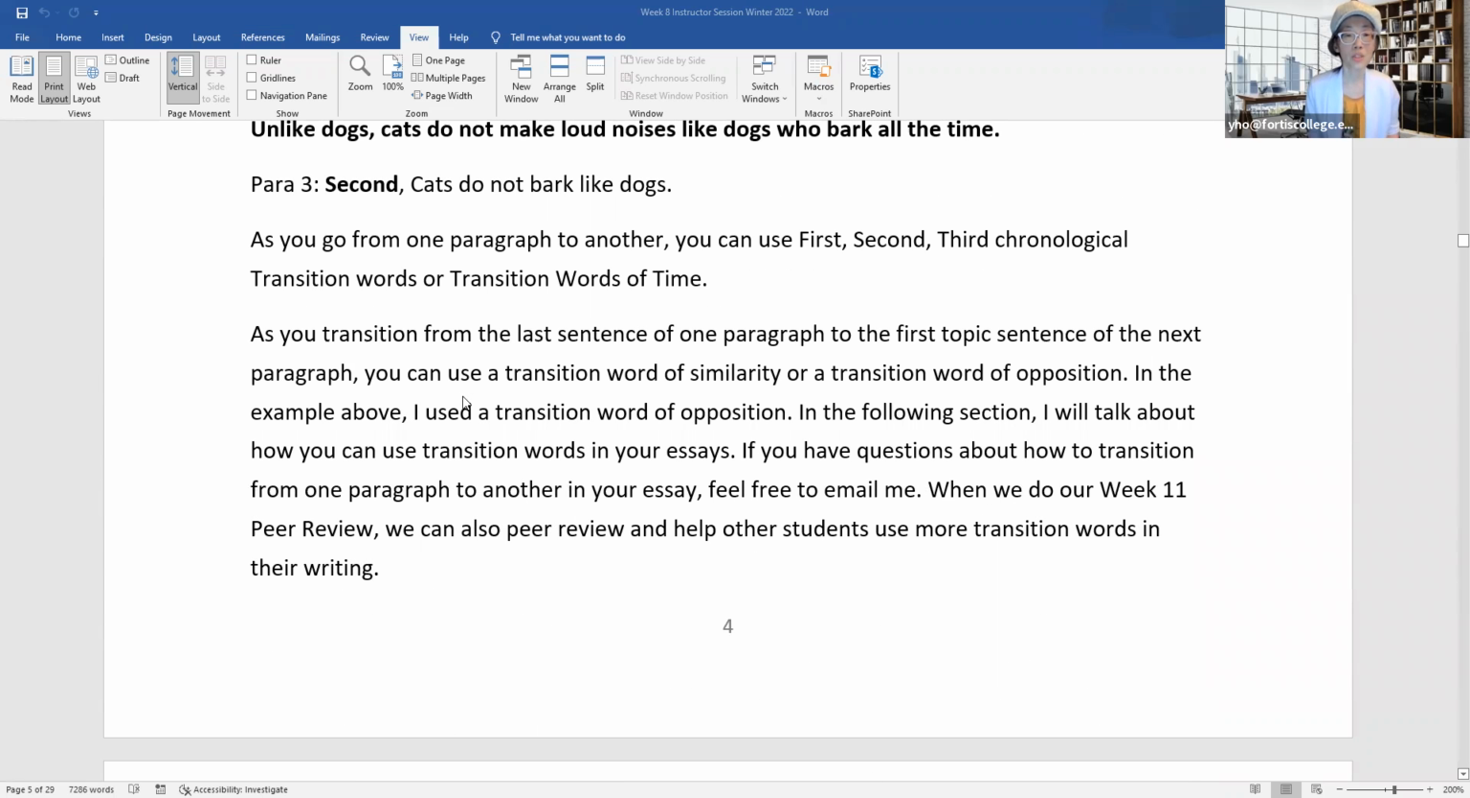And so as you transition from the last sentence of one paragraph to the first sentence of the next paragraph, you can use a transition word of similarity or a transition word of opposition. In the above example, I used a transition word of opposition. In the following section, I will talk about how you can use transition words in your essays. If you have questions about how to transition from one paragraph to the next, you can always email me.